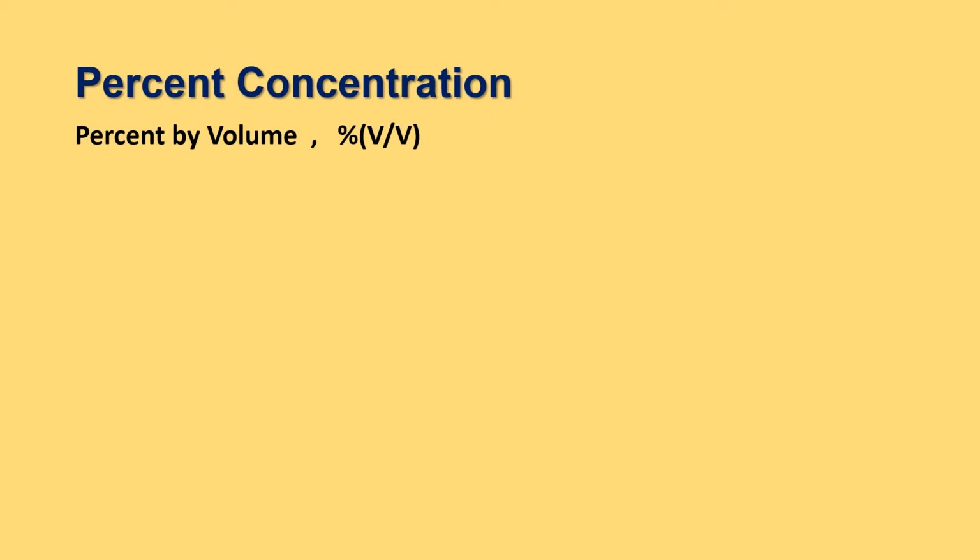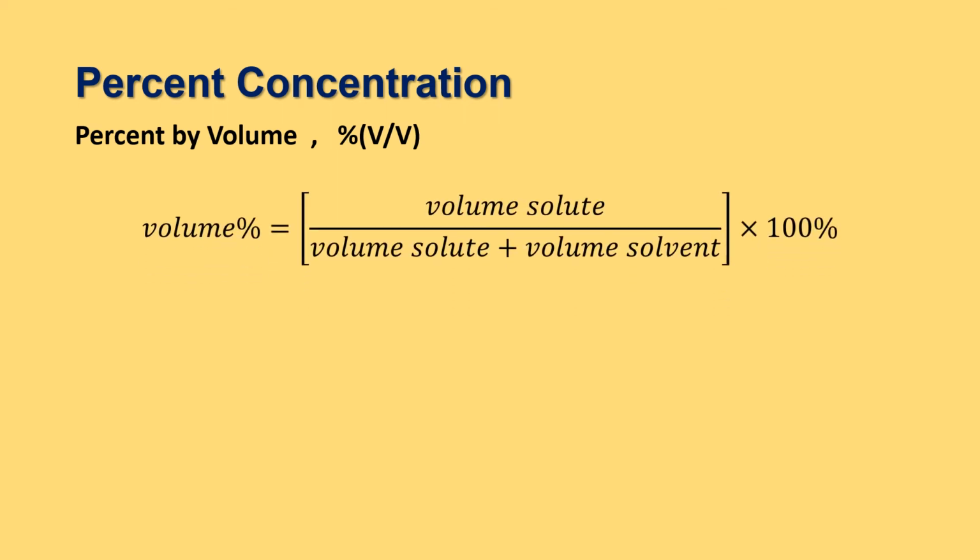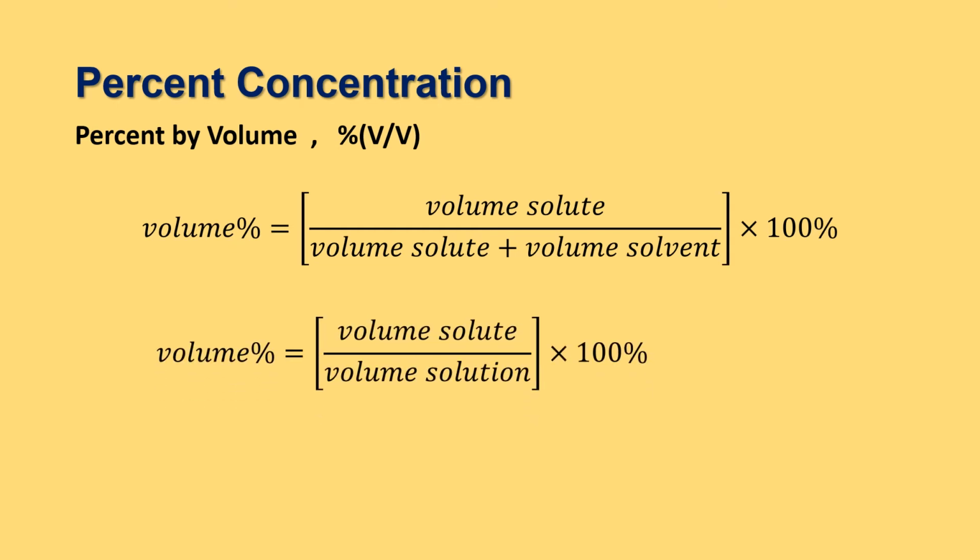So the formula for percent by volume is the volume of solute all over the sum of the volume of solute and volume of solvent times 100%. Or it could also be, it is the same as volume of solute divided by the volume of solution times 100%. So as you can see here, this time it is also a ratio of the quantity or amount of solute with respect to the overall amount of our solution, but this time in terms of volume.